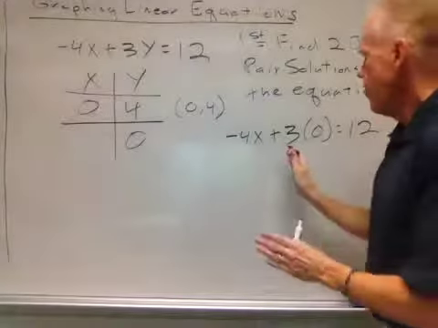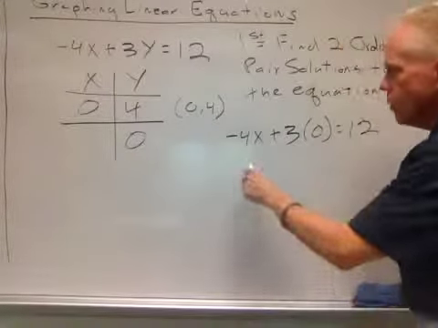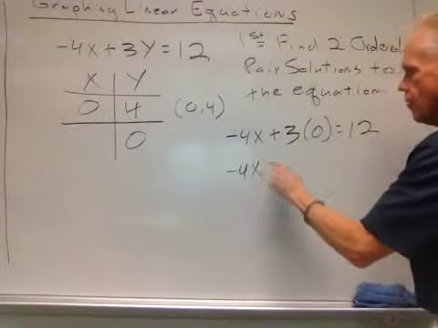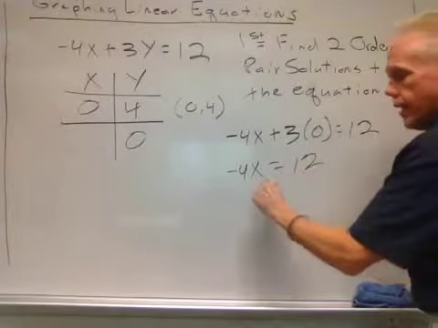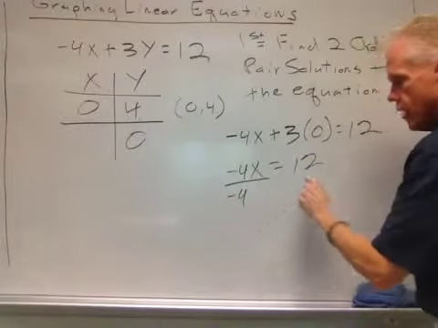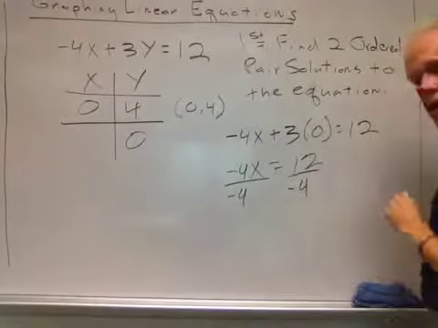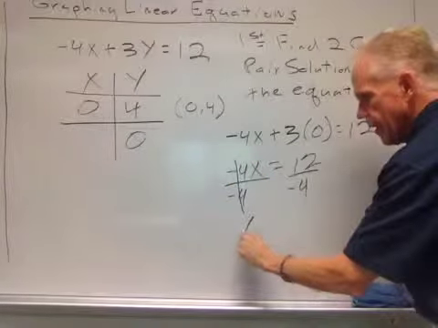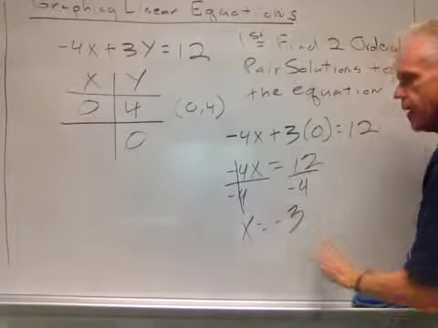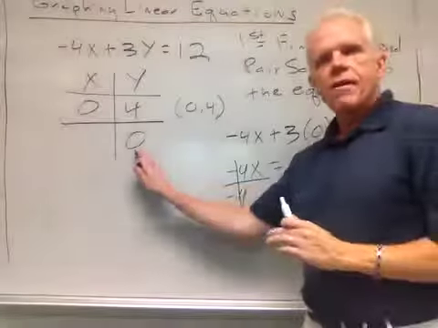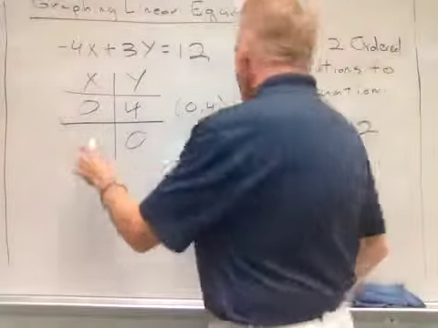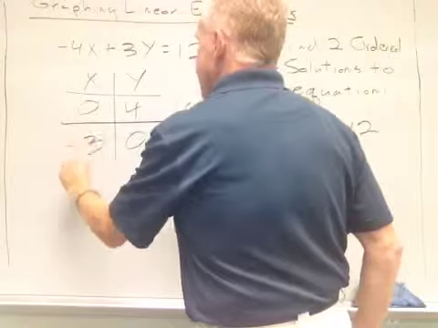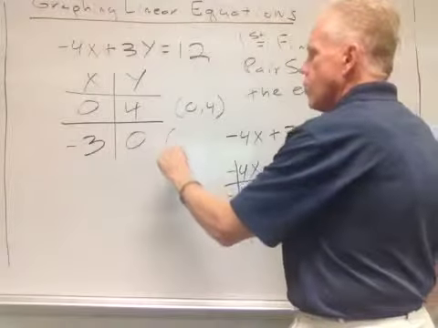Of course now, 3 times 0 is 0, so we have negative 4x equals 12. And divide by negative 4 to solve this. Divide by negative 4 on this side, that cancels that out, x equals negative 3. So if we let the y value be 0, we find out that the x value turned out to be negative 3. And we have our second ordered pair.